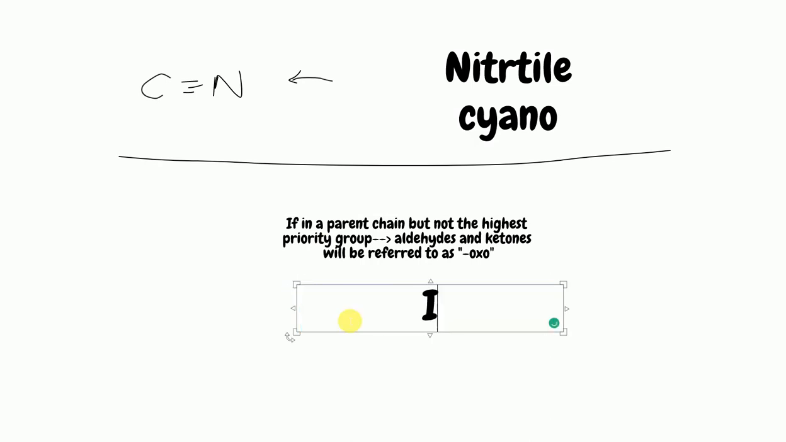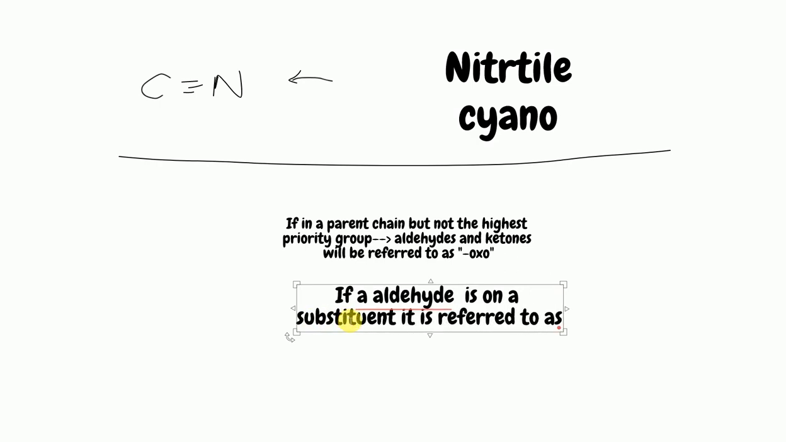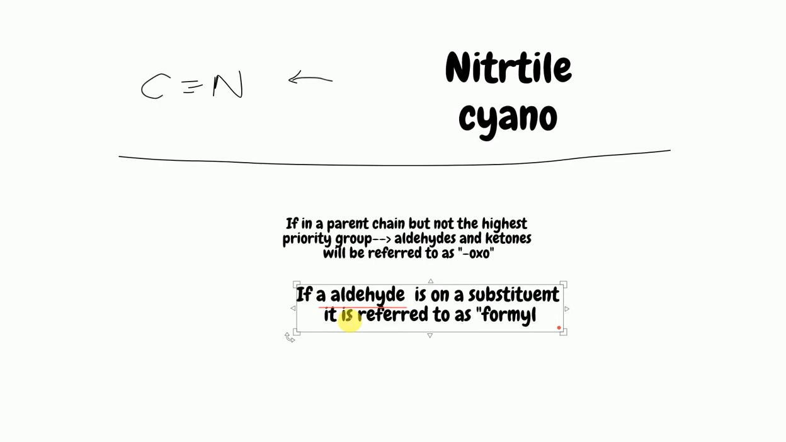And then if an aldehyde is on a substituent, right? So that's that. Okay. So if the aldehyde is on a substituent, it's referred to as formyl, and for all other situations, ketones and aldehydes that are not the parent, highest priority group on a chain, they're referred to as oxo. And I believe as well, if a ketone is on a substituent, it's oxo. Okay. So that's how you would name those things.